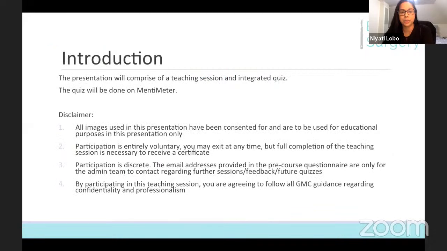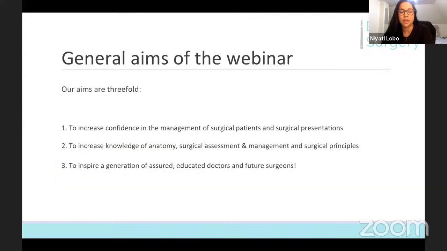So just a few introductory slides. At the beginning of the presentation, we're going to give you 5 questions just to whet your appetite and assess your own knowledge about urology, and you can participate using the QR code on the slides themselves. There's a disclaimer there for you to read. The aims of the webinar are really just to get you feeling more confident and empowered to manage urology patients or just general patients with urological issues on whatever ward you work on.